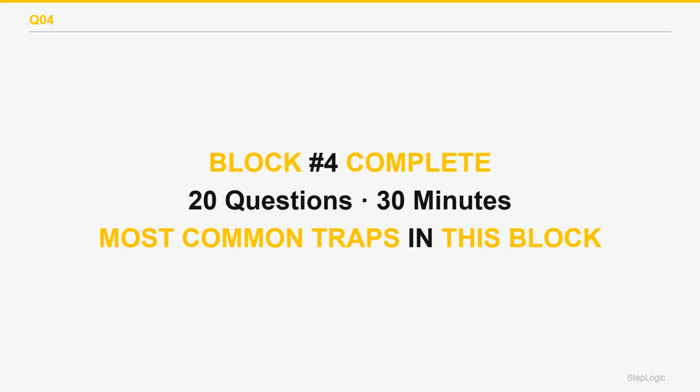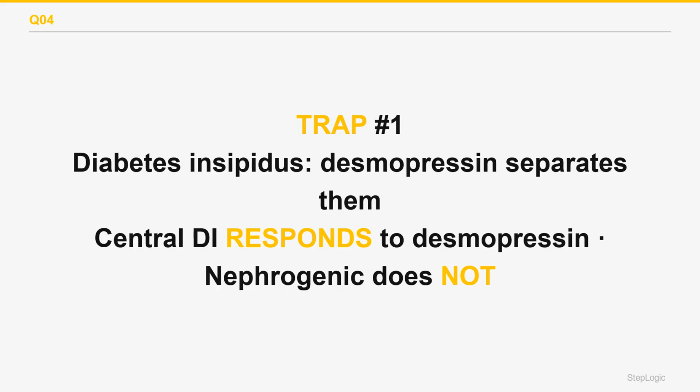Block 4 is done. Let's review the 5 biggest traps from this block. Trap 1. Central versus nephrogenic diabetes insipidus. Neither concentrates urine with water deprivation. The desmopressin step is the discriminator. Central DI responds because the kidney works, nephrogenic does not because the kidney cannot hear the hormone.